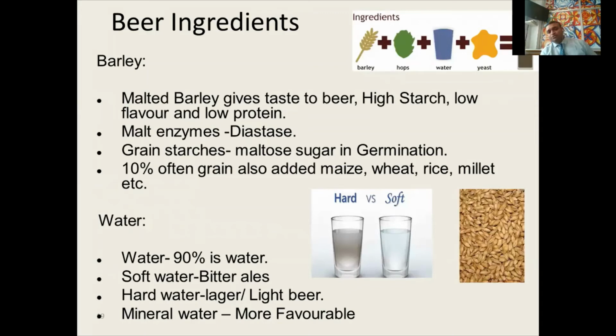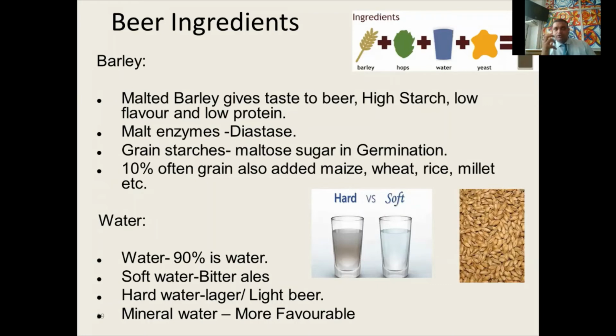In this process, we take the barley and germinate it. We soak the barley in water, and the barley absorbs the water. It absorbs water for 2 to 3 days and germinates. It expands 2 to 3 times. The grain is like 100%, and within 3 days it bulges to about 3 times that grain.